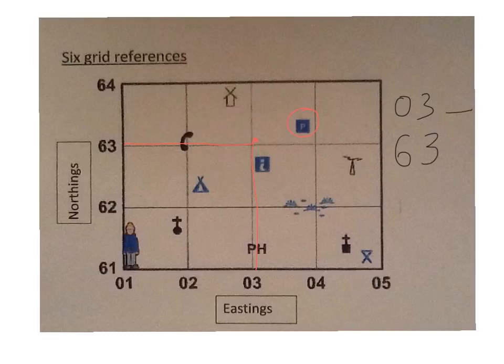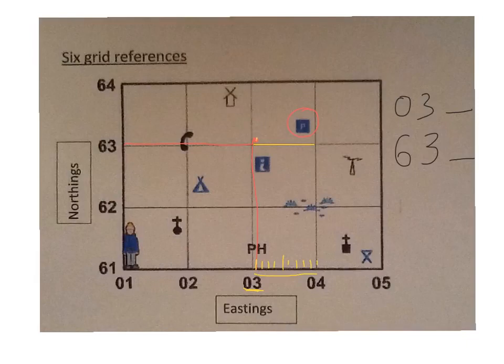But we need an extra figure here to make it a 6-figure grid reference. And this is how it works. What we need to do, we need to look at our eastings number 03. And we have to use our geographical eye to divide our square 03 into tenths. So we would go 1, 2, 3, 4, 5, 6, 7, 8, 9 and 0 or 10 at the end. And we have to calculate how far along our 03 eastings line our car park is.